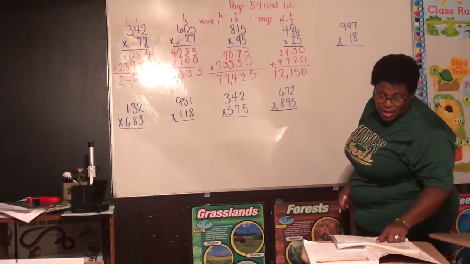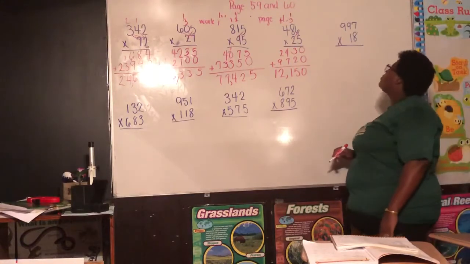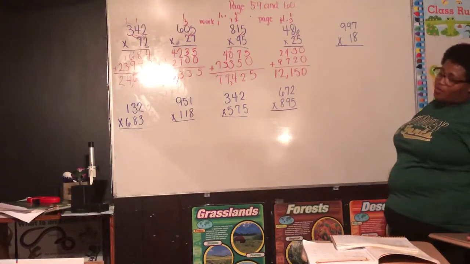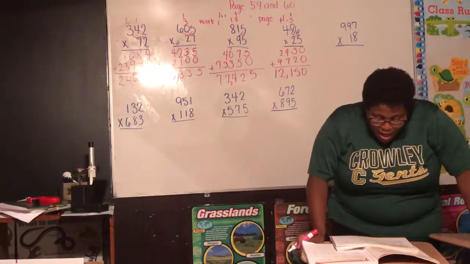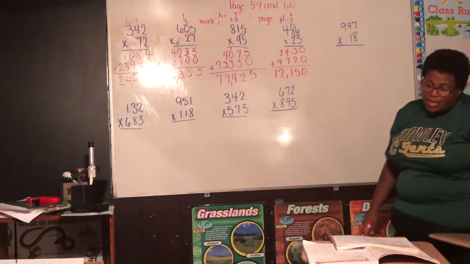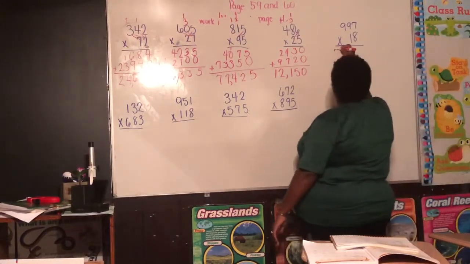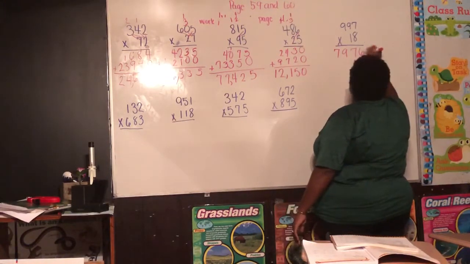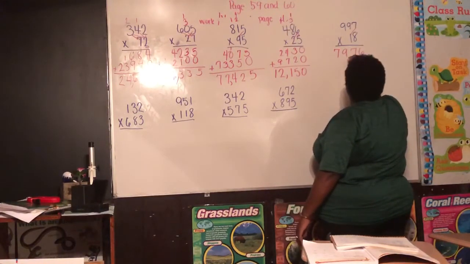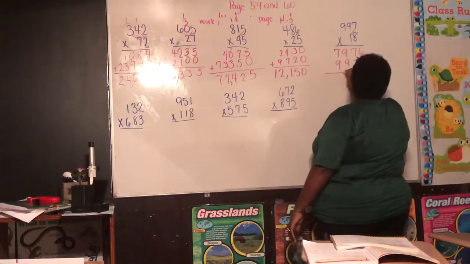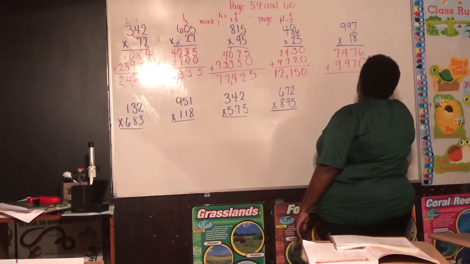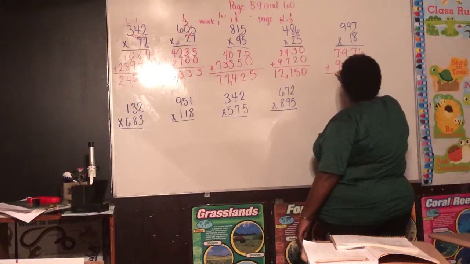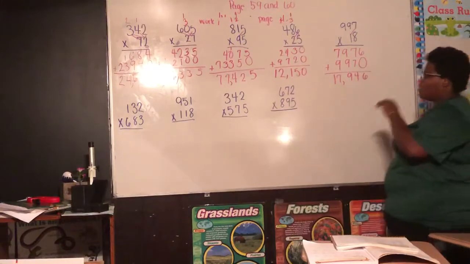Okay. Next we have 997 times 18. Okay, 7,976. So 7,976. Before we move on, put your 0. 7, 9, 9. Add them up. 6, 14, 19, 17. That's your answer.